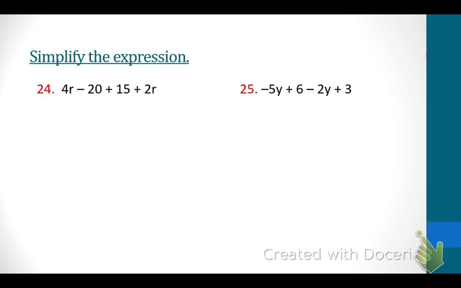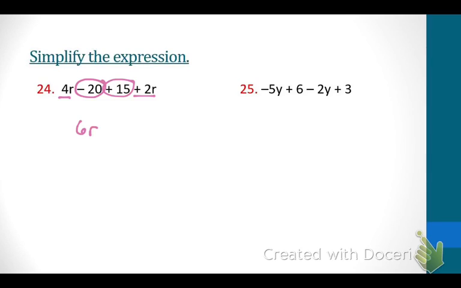Let's look at the next one. Simplify the expression. We want to underline and circle the like terms. So help me out, Zion. What should I underline and circle? Underline the 4R, the 2R, and circle the negative 20 and positive 16. Excellent. Class, what should always come first, the variable term or the constant? Very good, Zion. What's 4R plus 2R?